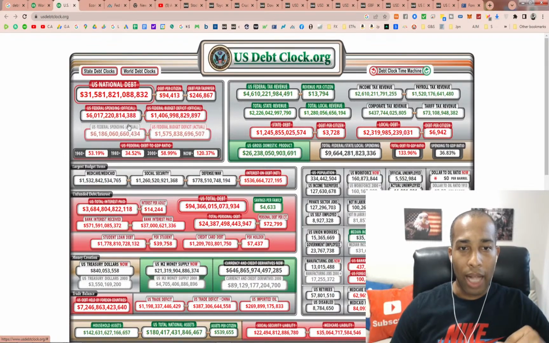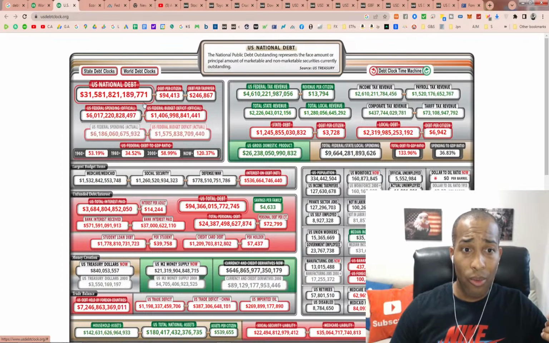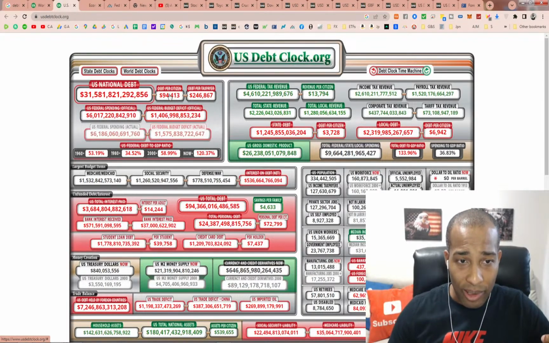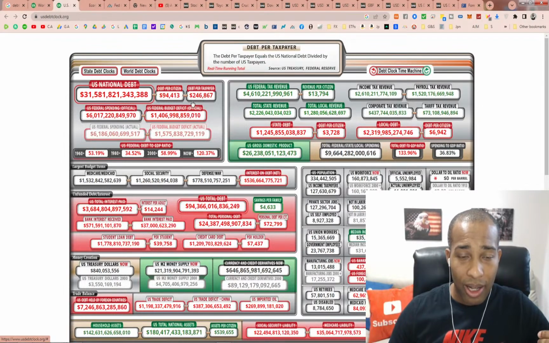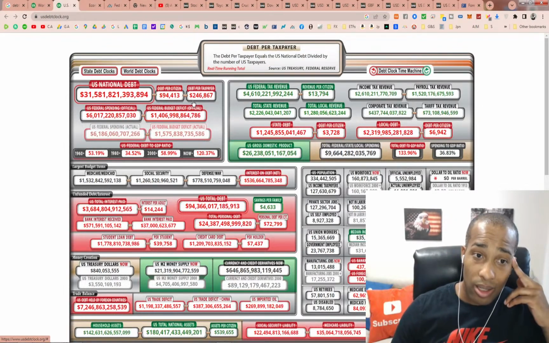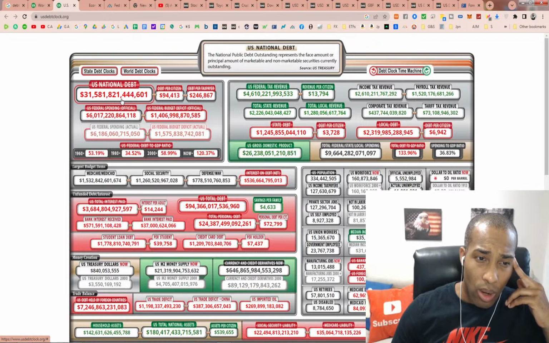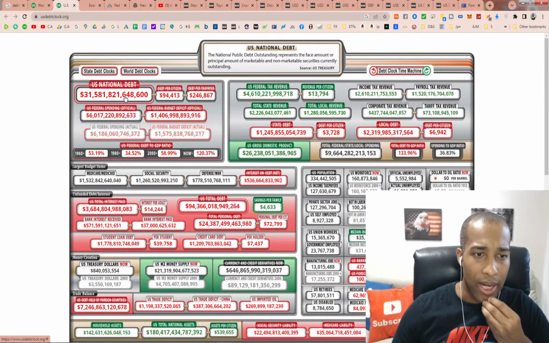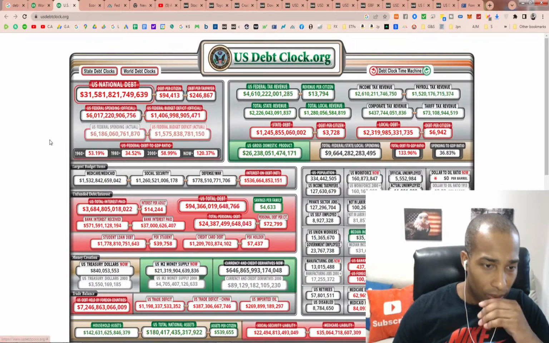Debt clock, and I talked about this in my last live stream, and you can see it is ticking away. Insane amount. Oh my God. Debt per citizen, debt per taxpayer, $246,000. Every 5 to 6 seconds, the United States national debt racks up another $100,000.